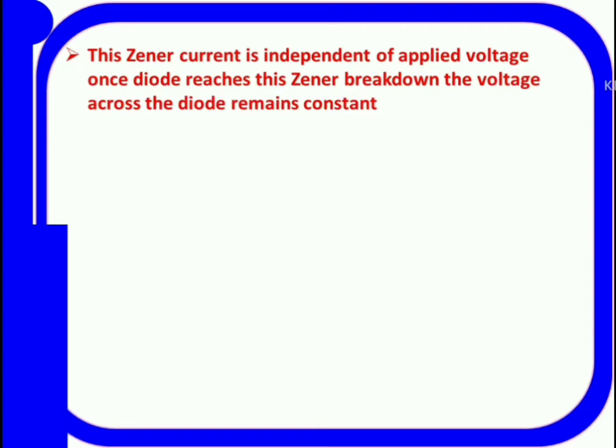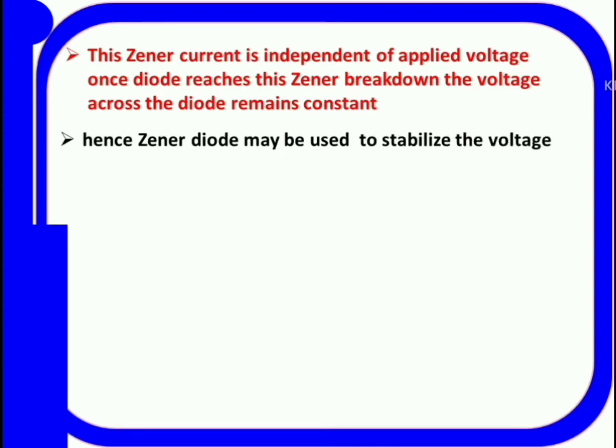the voltage. If you go on increasing the voltage, you cannot observe much change, and also the voltage drop across the Zener diode is almost constant. That means there is no change in the voltage drop across the diode. This is very important. Because of this property, Zener diode may be used to stabilize the voltage. That means in reverse bias, after Zener breakdown, the voltage drop across the Zener diode is almost constant.